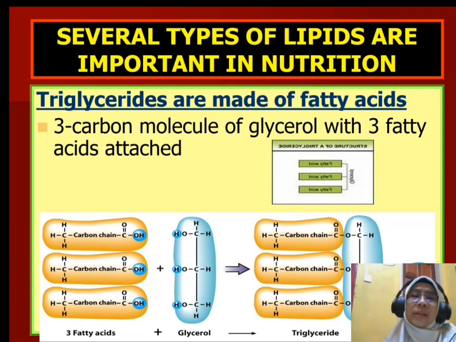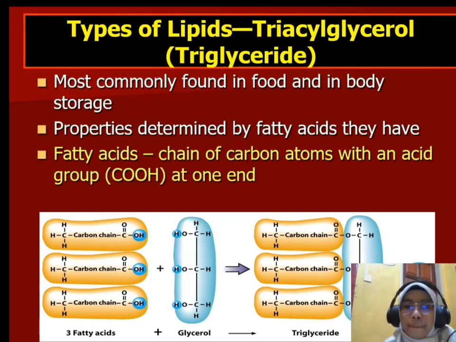Okay, triglycerides are made of fatty acids. They have a 3 carbon molecule of glycerol with 3 fatty acids attached. Okay, 3 fatty acids. You can see here, this is 1 fatty acid, 2, 3 fatty acid, plus glycerol. So they make up triglyceride. Okay.